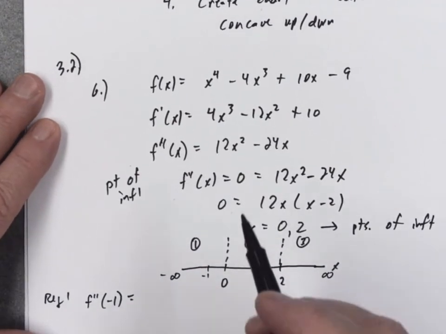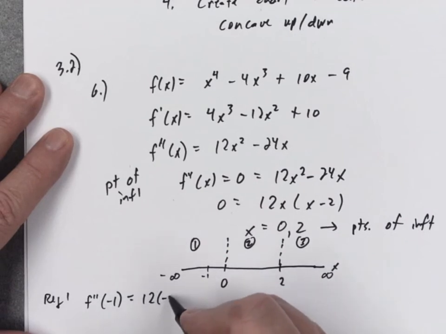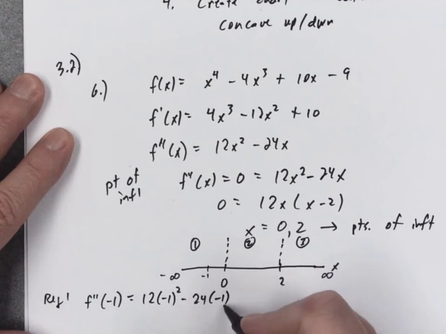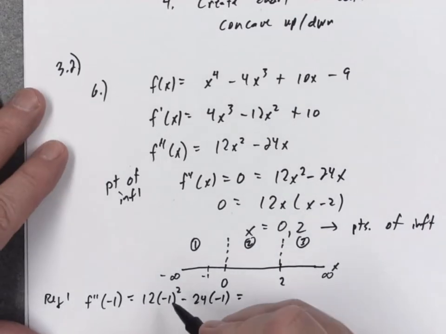So here's the equation for my second derivative. 12 times negative 1 squared minus 24 times negative 1. Now I'm going to do this math, although I'm warning you now, as soon as I can tell whether it's positive or negative, I'll probably stop. I don't really care what the number is. I just care whether it's positive or negative.